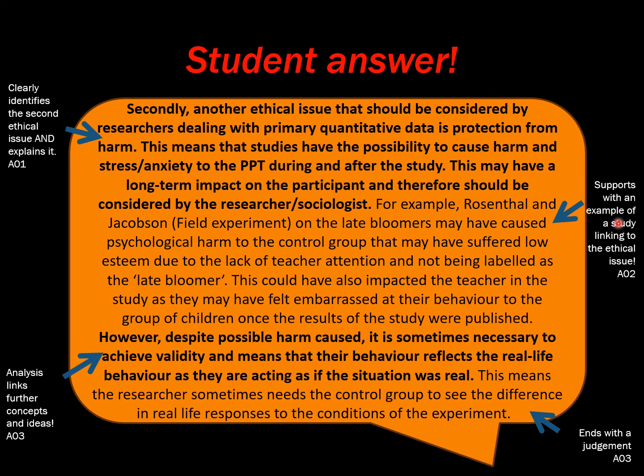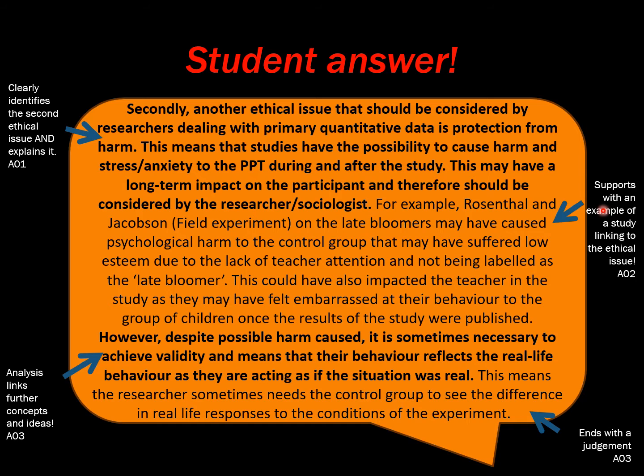They then move on by applying it to an example of a primary quantitative method. In this case, they're looking at a field experiment, which is Rosenthal's and Jacobson's, into the late bloomers, the spurters, into the self-fulfilling prophecy research. And they apply the concept of psychological harm, in this case, to back up the point that has been given.